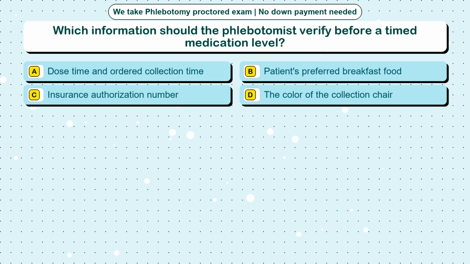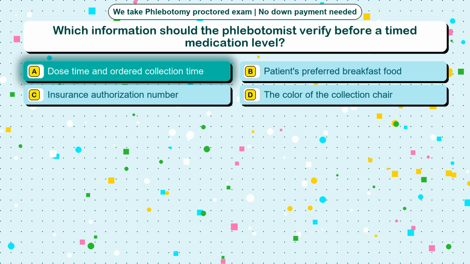Question 55. Which information should the phlebotomist verify before a timed medication level? Option A. Dose time and ordered collection time. Option B. Patient's preferred breakfast food. Option C. Insurance authorization number. Option D. The color of the collection chair. The correct answer is option A. Dose time and ordered collection time.